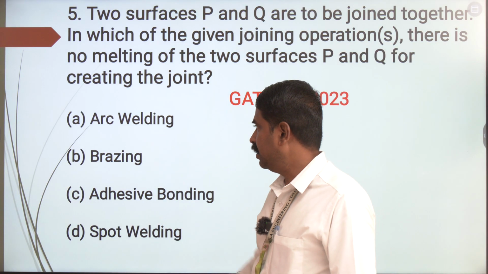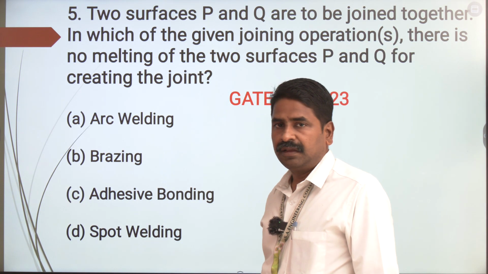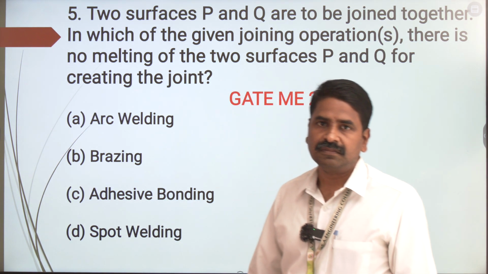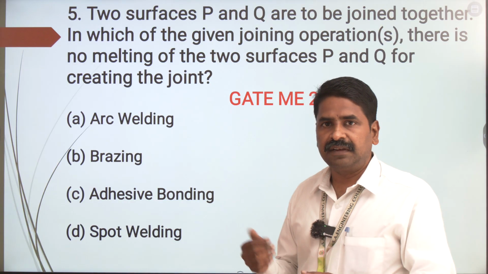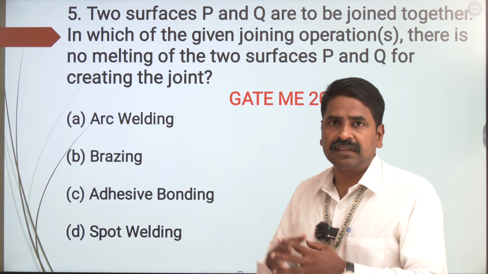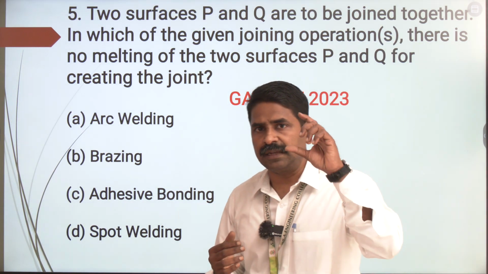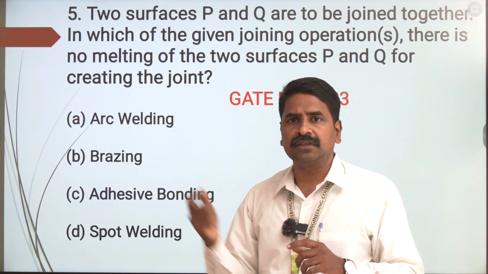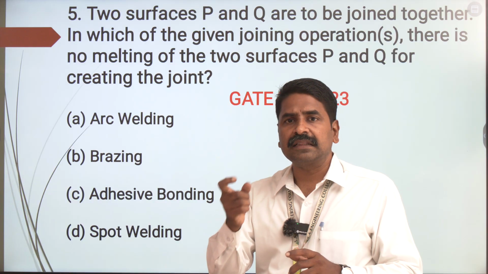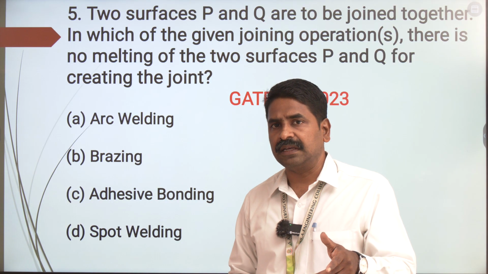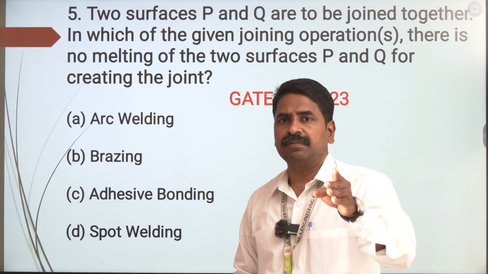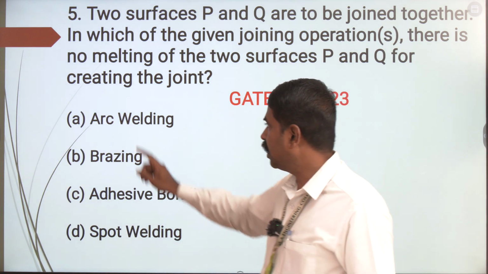Option A, arc welding. Option B, brazing. Option C, adhesive bonding. And option D, spot welding. So we have seen first, during the introduction section, the various types of welding process. The first type is fusion welding. Fusion means melting of the parent metal takes place, and under fusion welding you have various examples: arc welding, gas welding, laser beam welding, electron beam welding, etc. And there comes your arc welding.